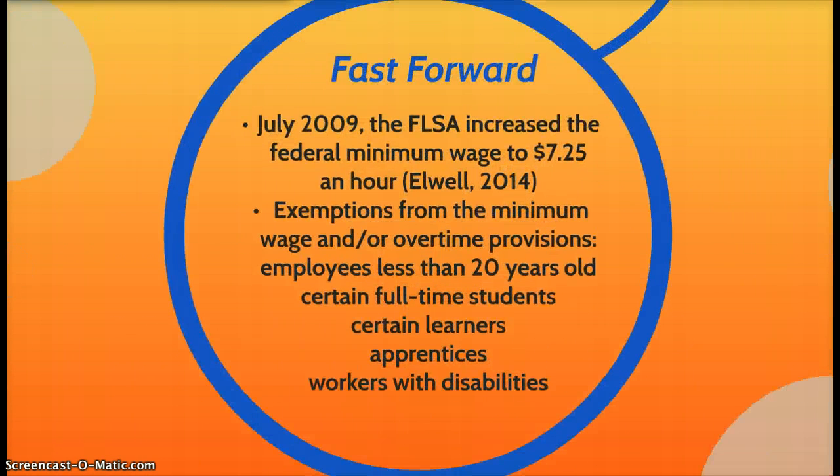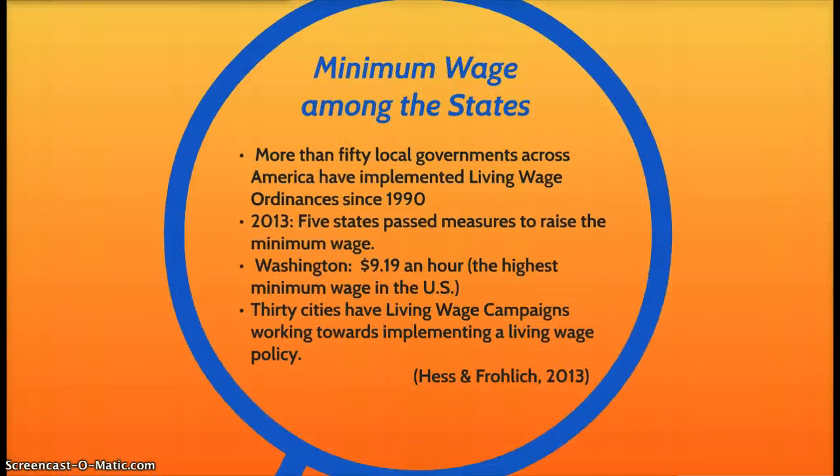Fast forward to July 2009. The FLSA increased the federal minimum wage to $7.25 an hour. According to this amendment, certain occupations and establishments are exempt from minimum wage and/or overtime provisions, including employees less than 20 years of age and certain full-time students, certain learners, apprentices, and workers with disabilities. This is the minimum wage as we know it today.